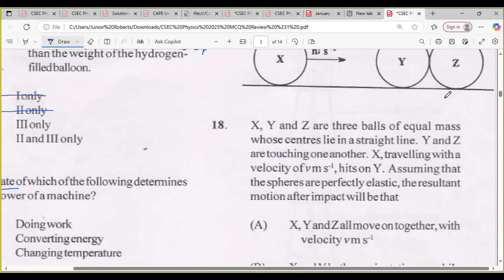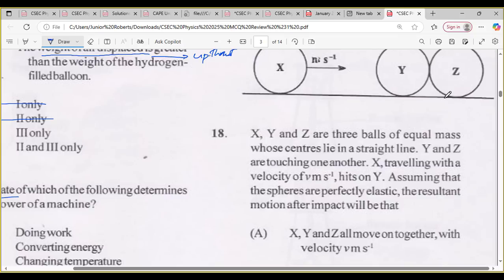Now in this case, we have to consider that the spheres are perfectly elastic. If they are perfectly elastic, it means that the total momentum, so let's say P total before, must be equal to the P total after. How can I write that? So let's say total P before.